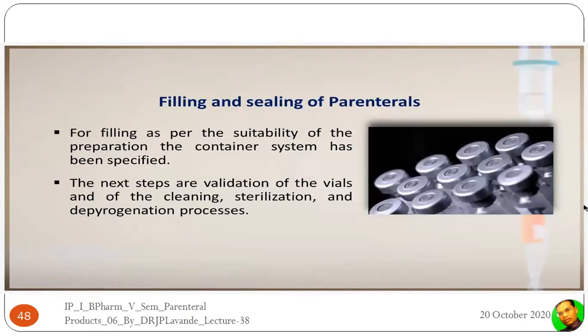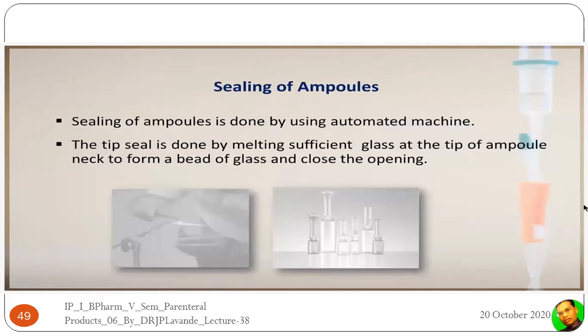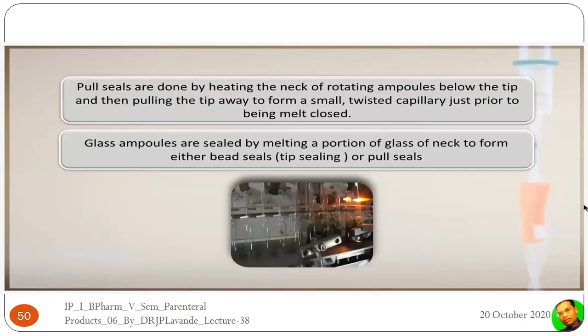Filling and sealing of the parenterals: the filling is as per the suitability of the preparation, and the container system has been specified. The next steps are the validation of the vials and the cleaning, sterilization, and depyrogenation processes. The sealing can be done by using automated machines. The tip seal is done by melting sufficient glass at the tip of the ampule neck to form a bead of glass to close the opening. The pull seal is done by heating the neck of the rotating ampule just below the tip, and then pulling the tip away, leaving a small twisted capillary just prior to being closed.